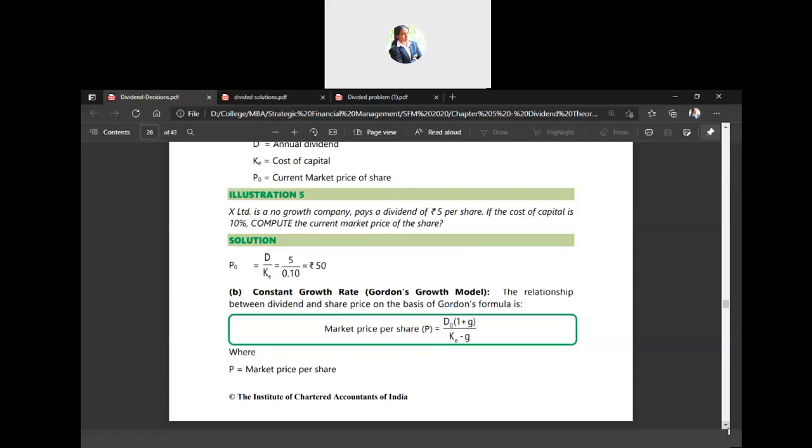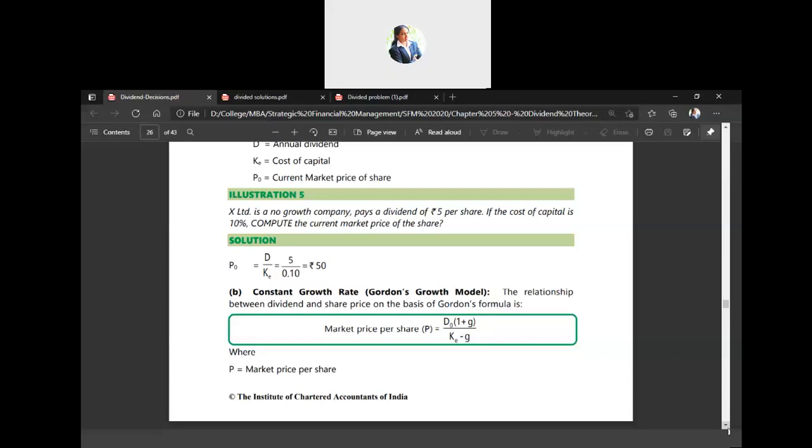So, therefore, the formula is: market price of the share P is D naught (1 plus G) divided by KE minus G, where P represents the market price of the share, D naught represents the current year dividends that has been declared by the company, G represents the growth rate of the dividends, and KE represents cost of capital, or in other words the expected rate of return, or also the internal rate of return.